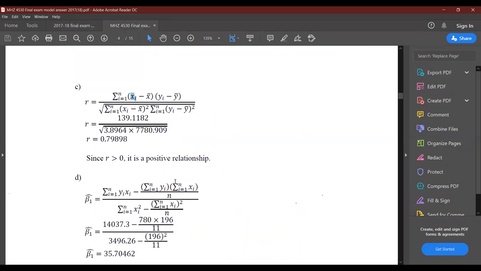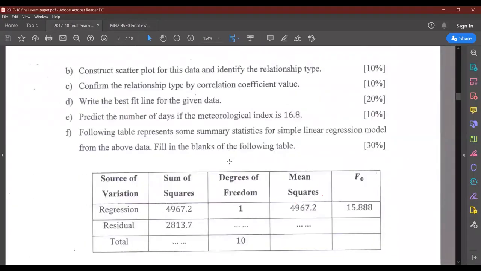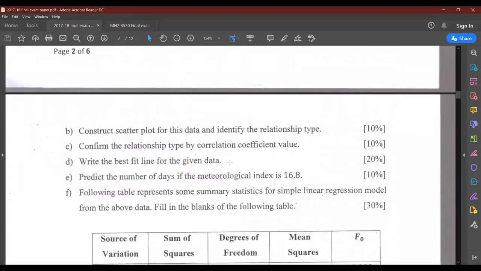Right. The next part, D part. So what is the D part question? The D part question is: write the best fit line for the given data. So they are asking for the best fit line.